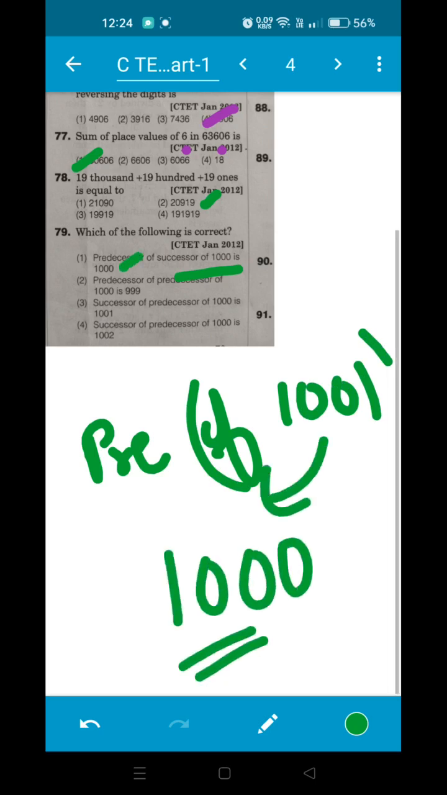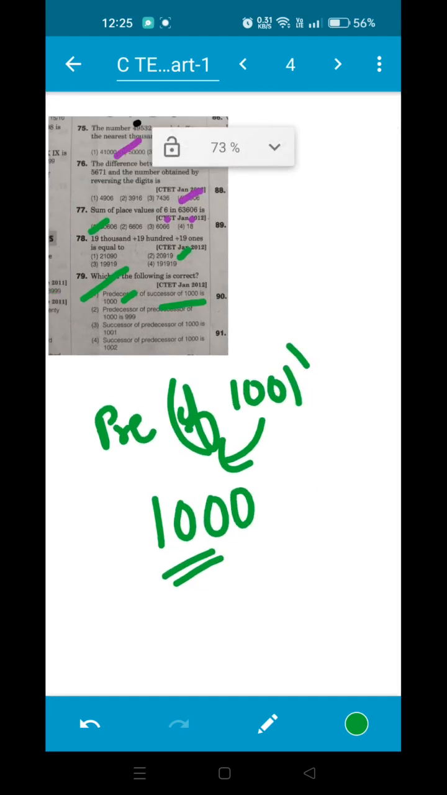So what option is given? 1000. They are asking only the correct option, so the first one we got correct. You need not verify the remaining options. If it is multi-correct, you can check, but here our exam has only single correct answers, right? So option 1 is the answer. That is question number 79.